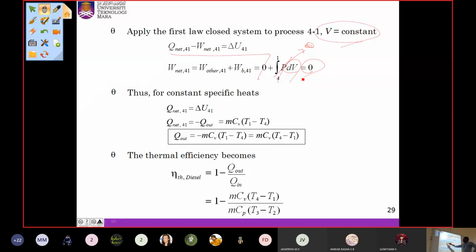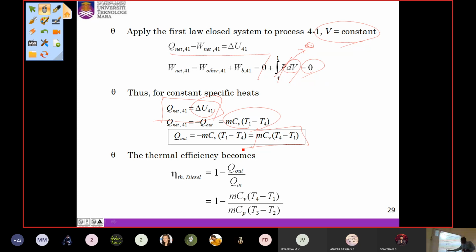And if you apply that in the first law of thermodynamics, we can get the Q out. So Q out will be the change in internal energy, that is m Cv delta T. Right, so Q out is m Cv delta T. So this is the derivation for Q out. Just keep the formulas aside.